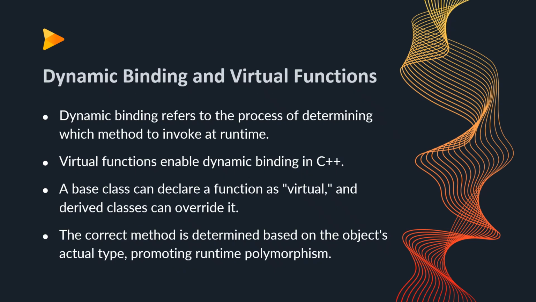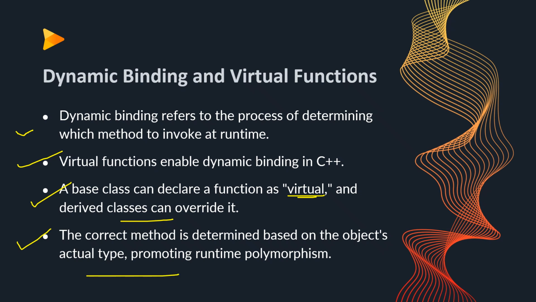Now, what is dynamic binding and virtual functions? Dynamic binding refers to the process of determining which method to invoke at runtime. It decides which method to invoke during runtime, not at compile time. A virtual function enables dynamic binding in C++ or Java. A base class can declare a function as virtual and derived classes can override it. The method called is determined based on the object's actual type, promoting runtime polymorphism.